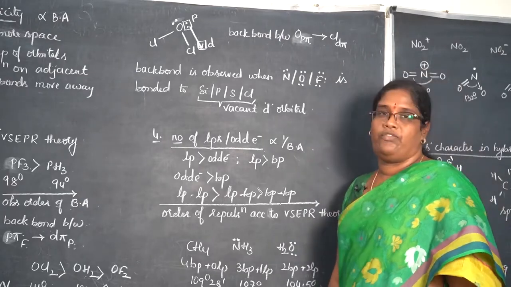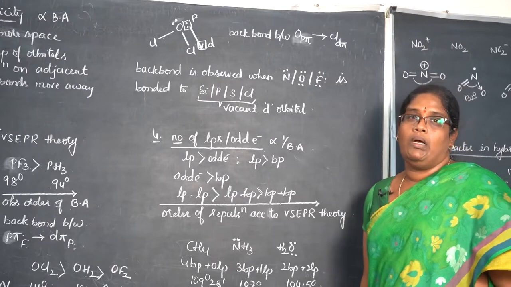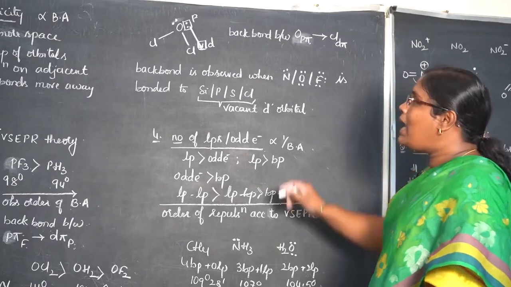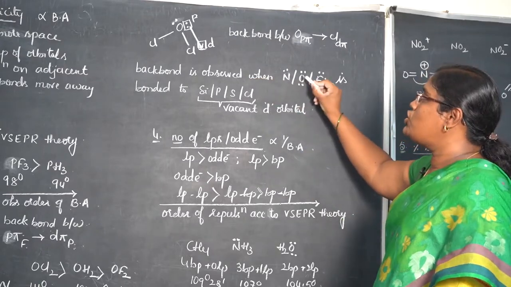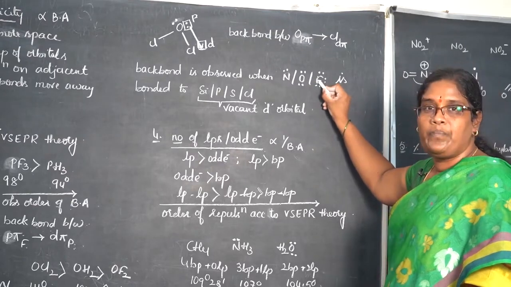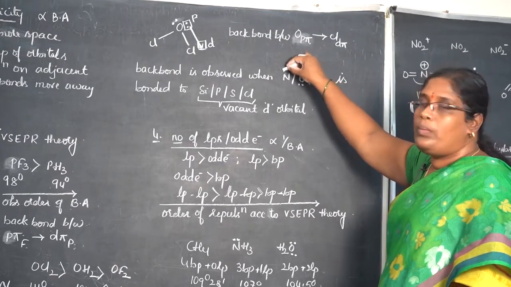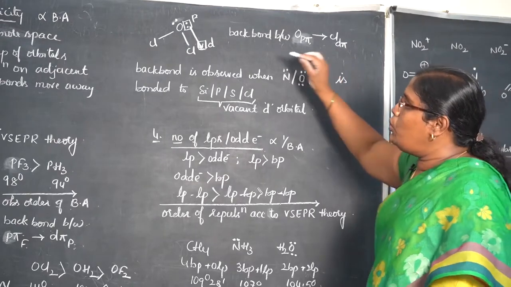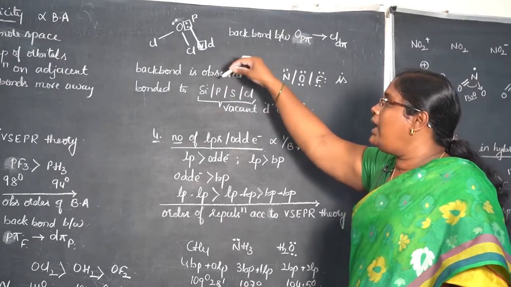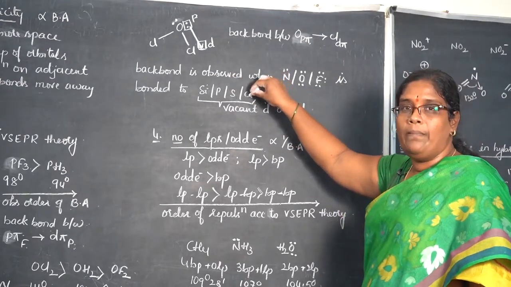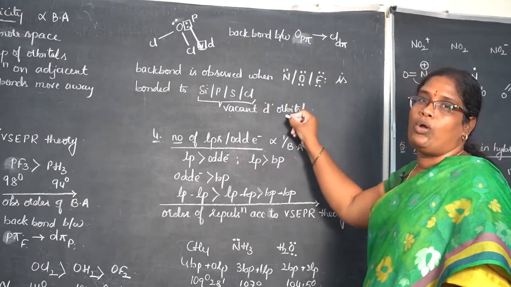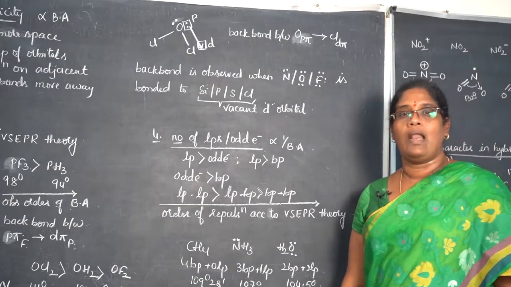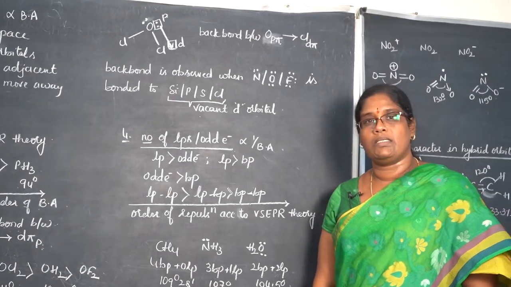Then how do we identify whether a given molecule has a back bond or not? In general, back bonding is observed when nitrogen, oxygen or fluorine is involved. Nitrogen generally carries 1 lone pair, oxygen 2 lone pairs, fluorine 3 lone pairs. When they are bonded to a third period element such as silicon, phosphorus, sulfur or chlorine, which have vacant d orbitals, back bonding will exist. And whenever there is back bonding, naturally the bond angle increases.